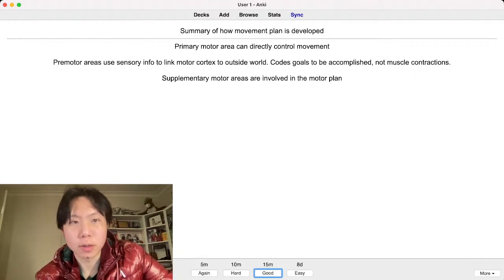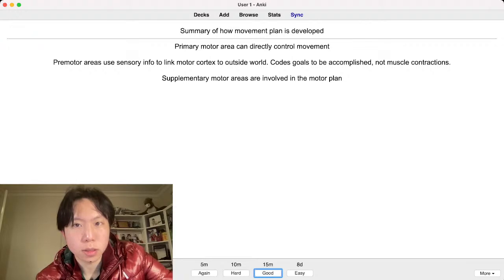So primary motor area directly controls movement. Premotor plans, so it codes goals and links stuff and plans, and supplementary is involved in the motor plan. Primary motor cortex controls movement. Premotor plans. Supplementary is in the plan as well.